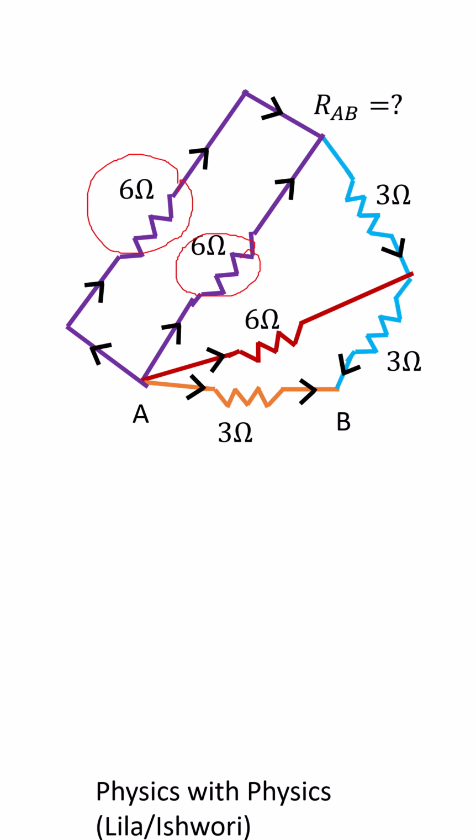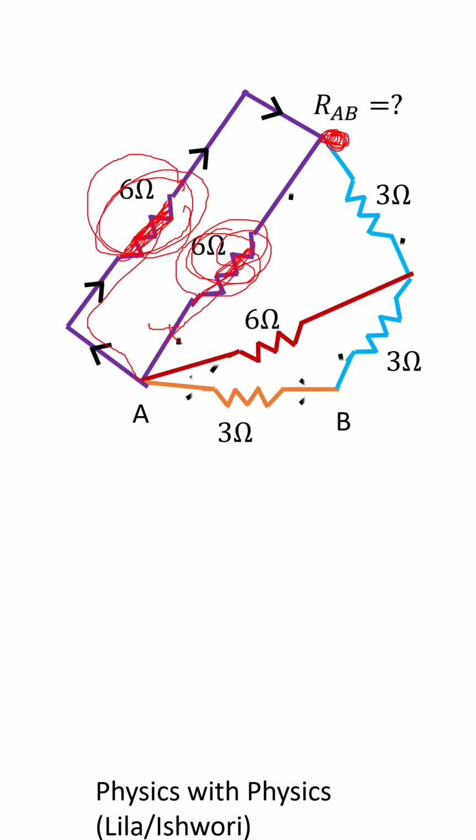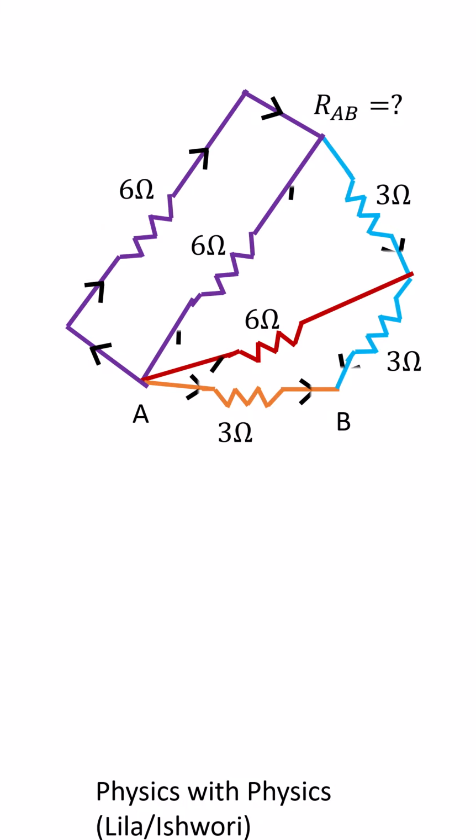Okay, the current enters from point A. Some of the current goes to this resistance, and some of the current goes to this resistance. The current is divided here, and the divided current meets at this point. That's why these two resistances are in parallel. Now let's replace them by their equivalent resistance, which is equal to 3 ohm.